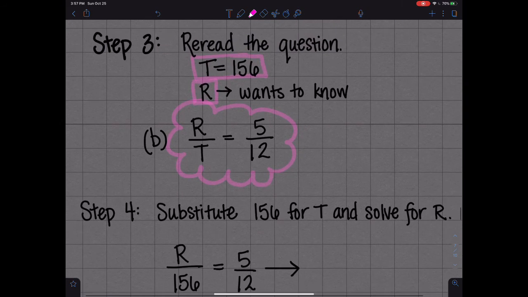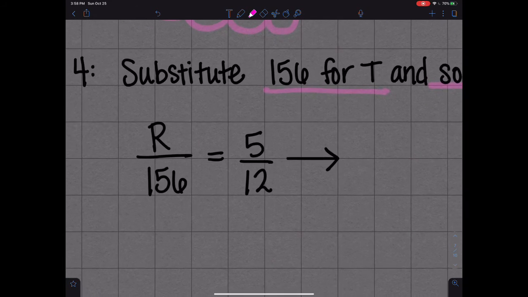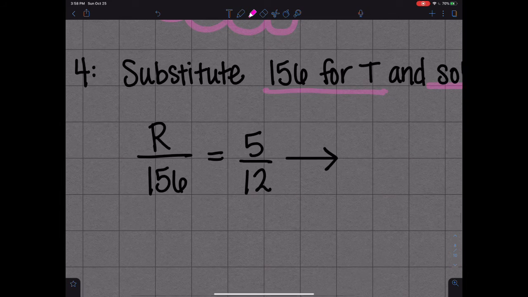Now step 4 says, substitute 156 for the total and then solve for R. So now this goes back to a regular proportion problem that you've been doing all along. So the ratio of 5 to 12 is the same as the new ratio with a new total of 156, and red is the unknown. Okay? So now we're just going to cross multiply.